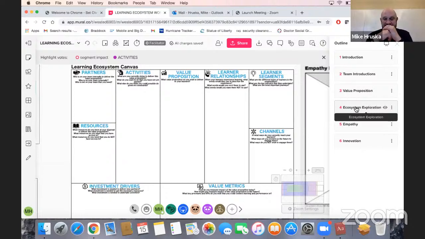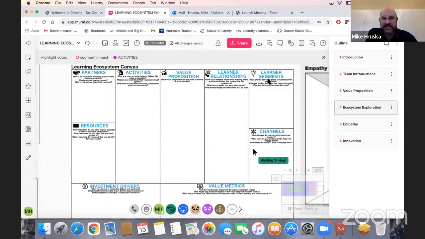The other thing that this does, once you capture this context, is you can start to say, well, for this learner segment, if we wanted to produce this learner relationship along the lines of our value proposition, what are the channels and value metrics that we might produce in some way? So that takes us through the ecosystem.